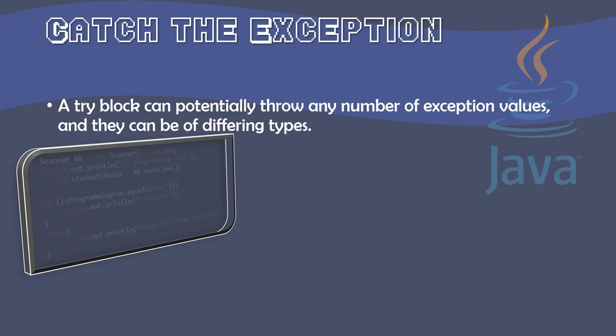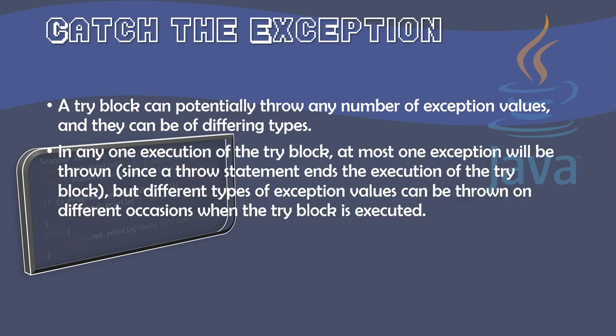Now, as you recall, a try block can potentially throw any number of exception values, and they can be of different types. So you could have an input mismatch, you could have a division by zero, etc. You could have just a regular exception. Now, in any one execution of a try block, at most one exception will be thrown. You can't throw multiple exceptions at the same time. You can have multiple exceptions handled, but the thing you have to remember is when you do a throw statement, that ends the execution of the try block.